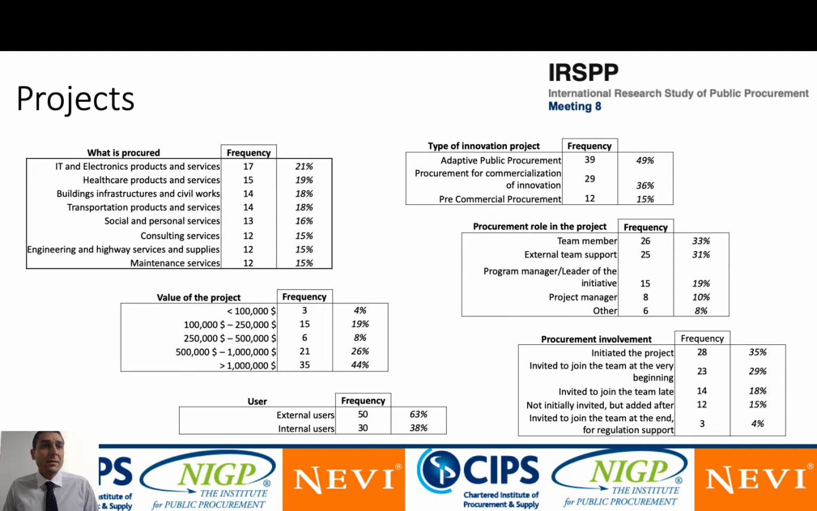If you look instead at the procurement role in the project, in this case we can see that we have a predominance, 64%, of procurement involved as a team member or external team support, but in 15 cases procurement was the leader of the initiative, the program manager, and in 18 cases the project manager in terms of project organization. However, this is reflected in the level of involvement coming from the sample, where we can see that in 28 and 23 cases, including the dataset, procurement initiated the project or was invited to join the team at the very beginning, reinforcing its relevance for the successful execution of its activities.